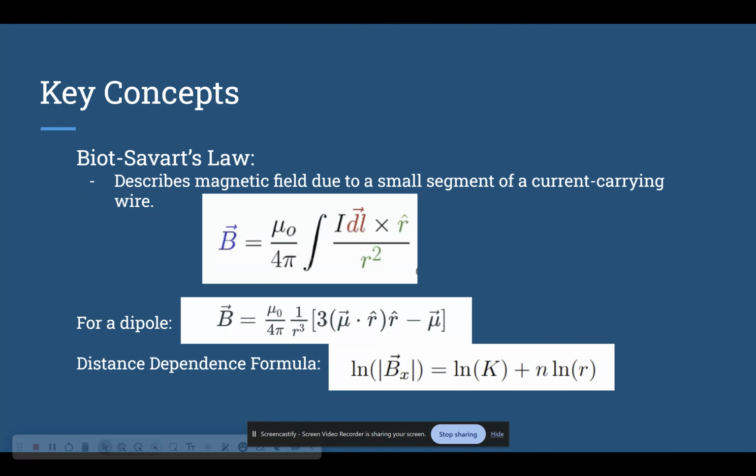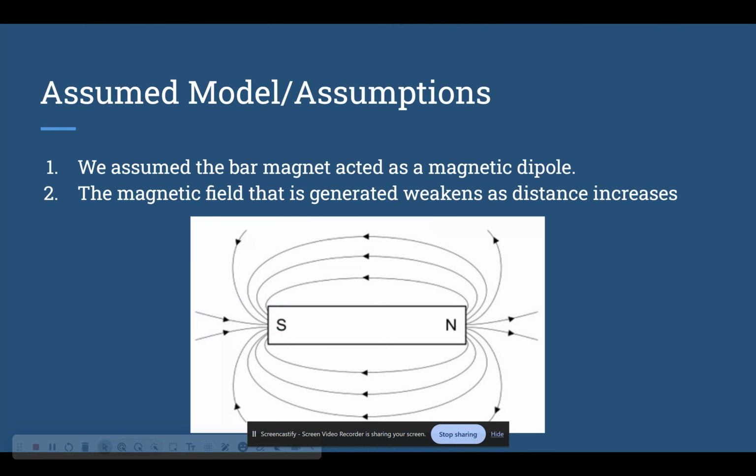So some key concepts here were Biot-Savart's law, which describes the magnetic field due to a small segment of a current carrying wire. And for the purpose of this lab, we wanted to use two equations specifically. One to find the magnetic field due to a dipole, and the distance dependence formula, which can be seen here, and we're going to use that as a graph later on.